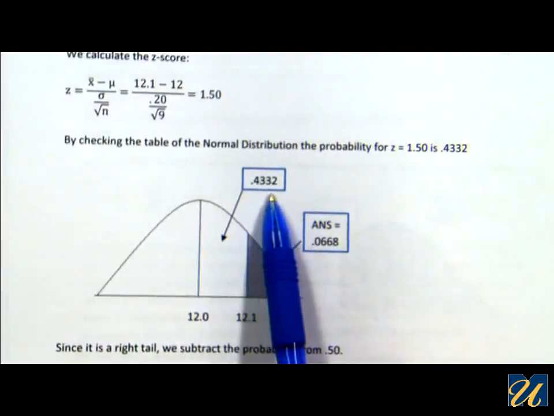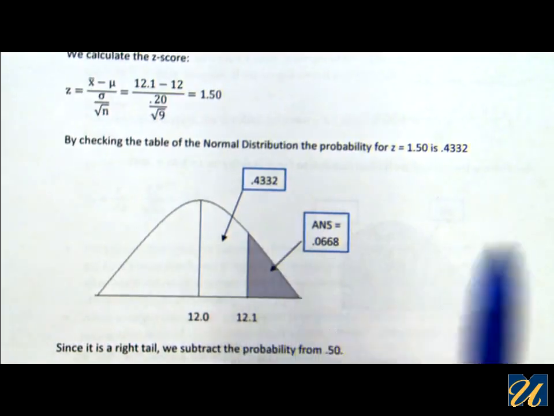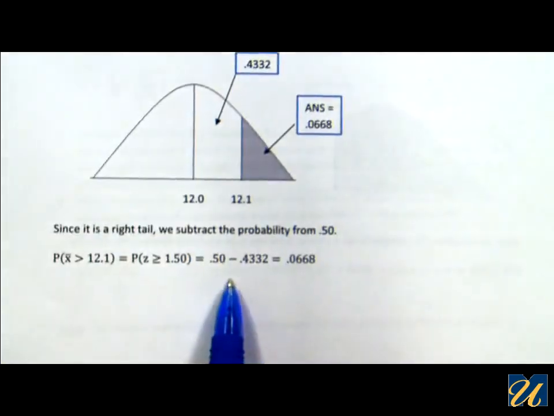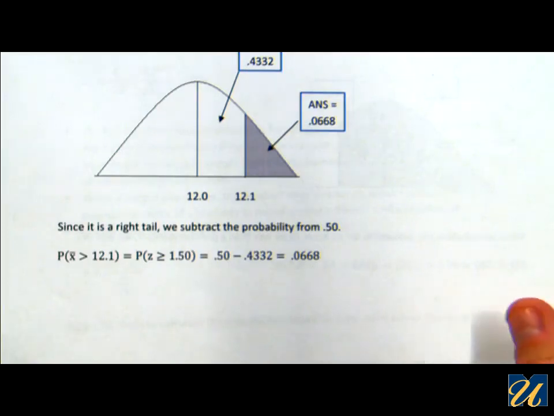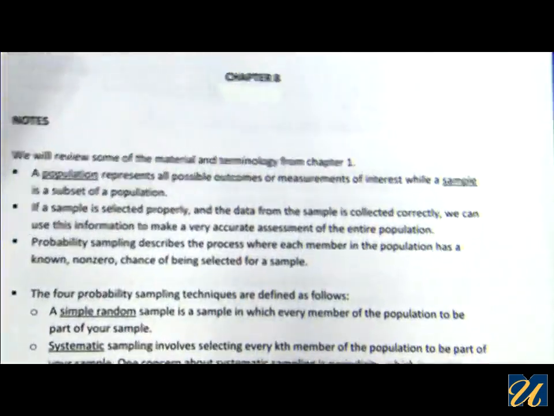1.5 corresponds to 0.4332. Since I'm looking for a tail, I will have to subtract from 0.5. So 0.5 minus 0.4332 is equal to 0.0668, which is the answer. So this concludes the notes for Chapter 8.